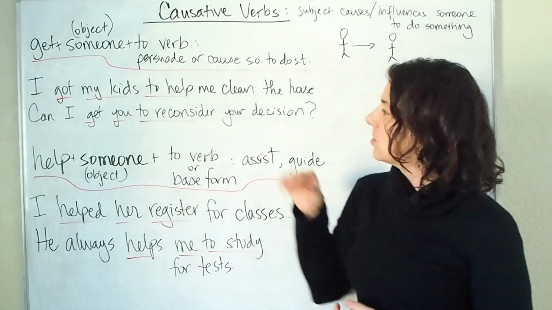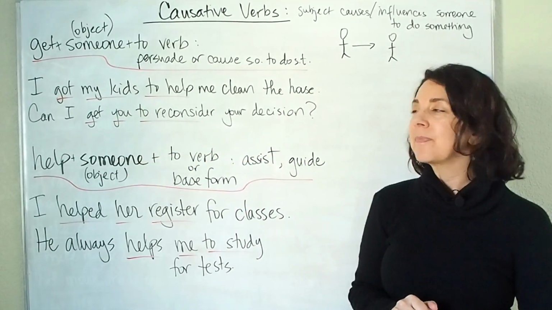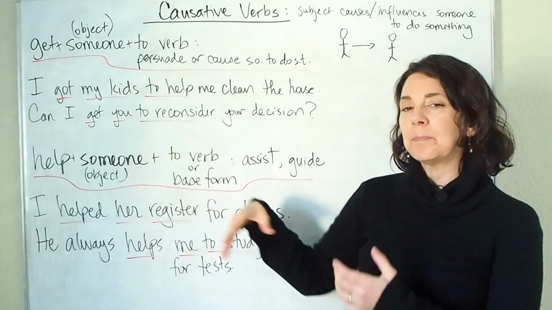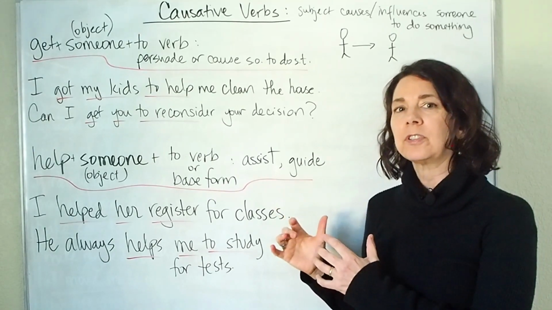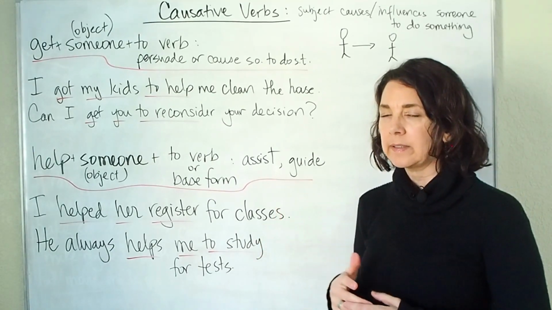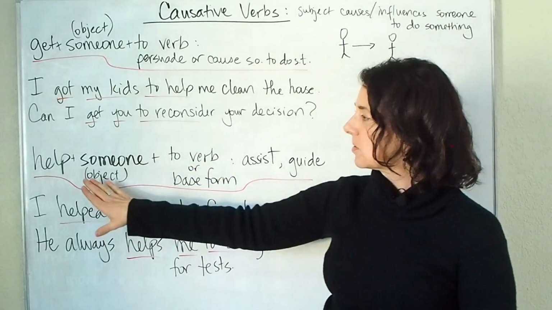Or, can I get you to reconsider your decision? Again, this would mean, can I persuade you to reconsider? It's, again, softer. It's not impolite. And the last one is help.